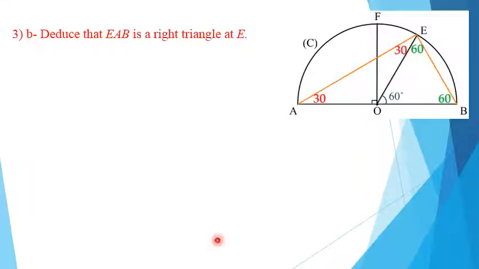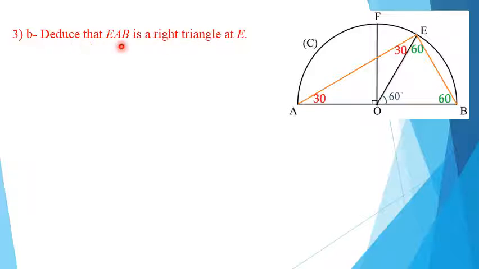Here is our figure. We proved up till now that EOB is an equilateral triangle, so each one of its angles is 60 degrees. We proved that AOE is an isosceles triangle and we calculated its angles. AOE equals 120 degrees and OAE equals AEO equals 30 degrees.